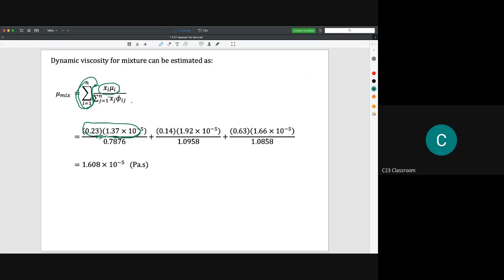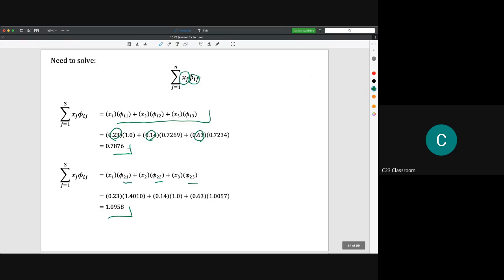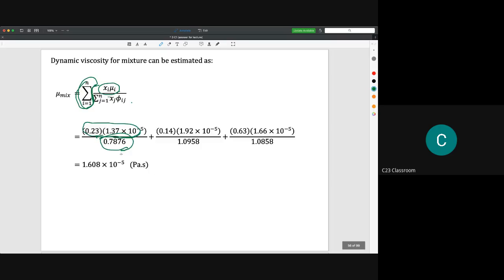So we divide into the first item, because the first item here, 7876, is actually about this one. So we are using the row of 1,1, 1,2, and 1,3. So we have 7876, we substitute here. The symbol of sigma means you need to add all the values here. So you add all the values here.